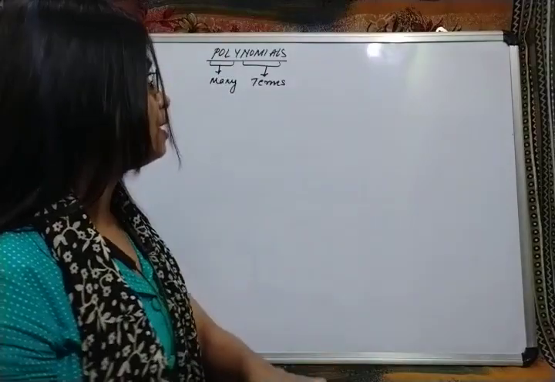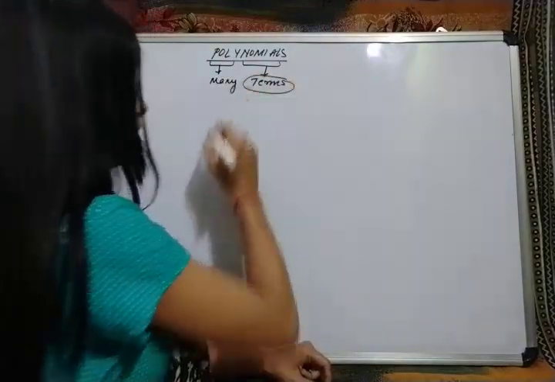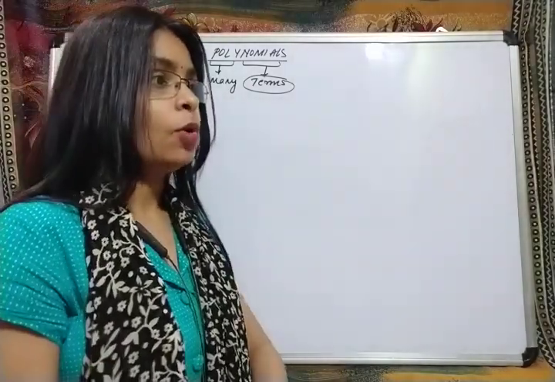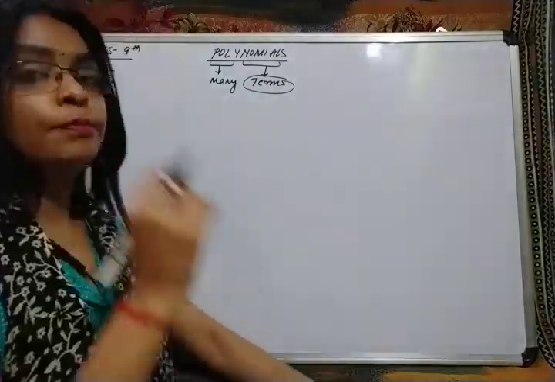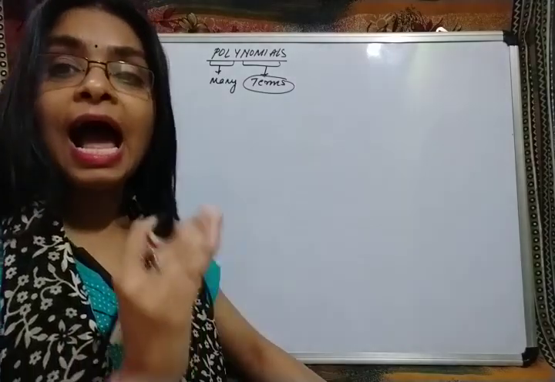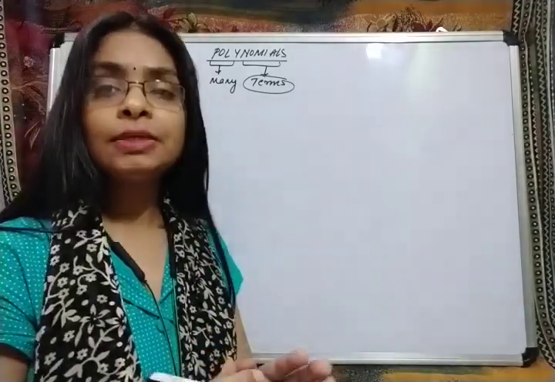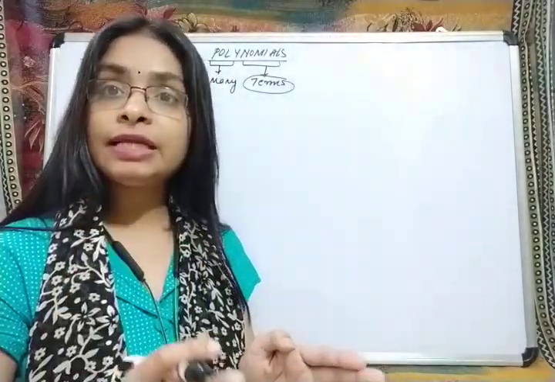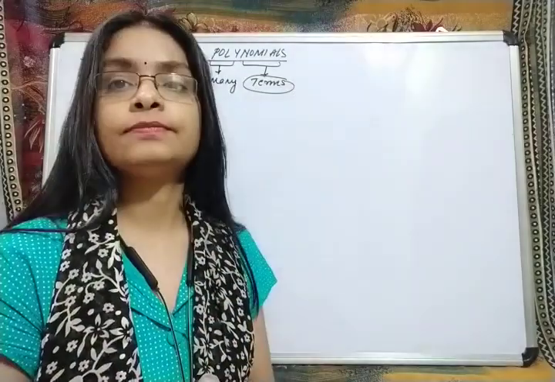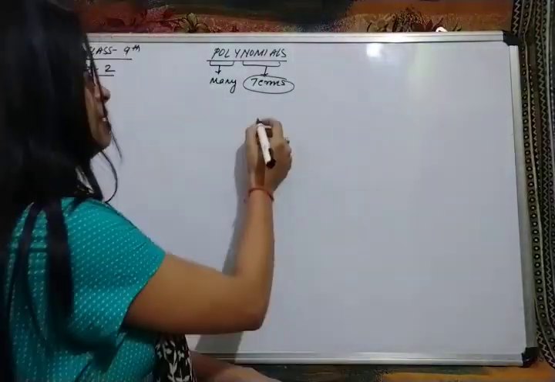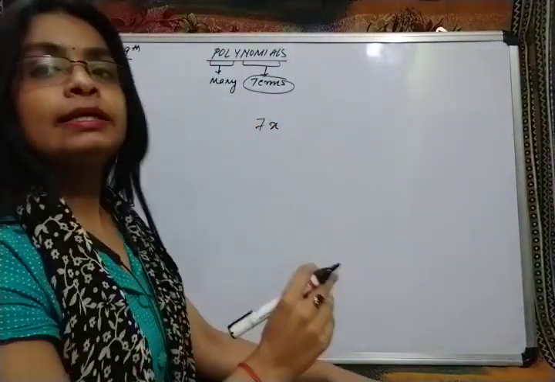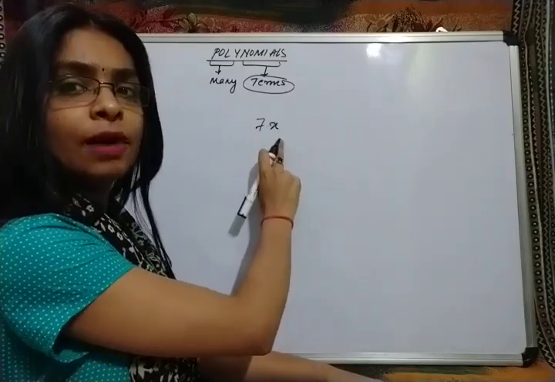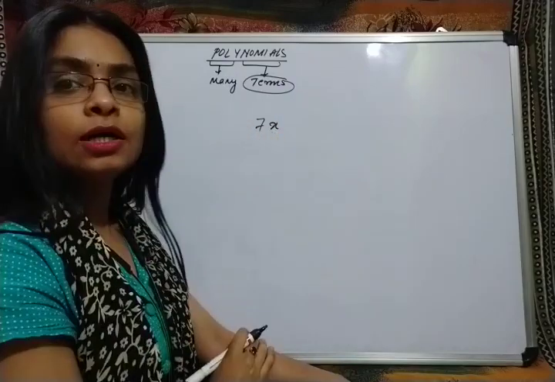Now here one word is coming, that is terms. First we'll understand what that term means. Now, a term is defined as the product of a constant and a variable raised to some power. So, if I write 7x, it is a product of a constant and a variable raised to some power. What is the power here? It is 1. So, it is also a term.